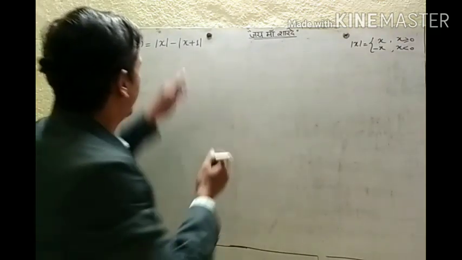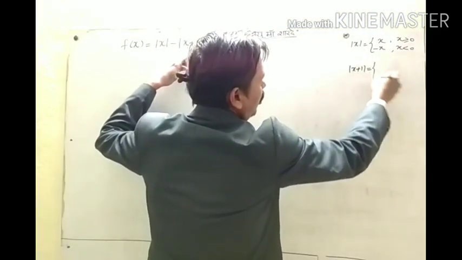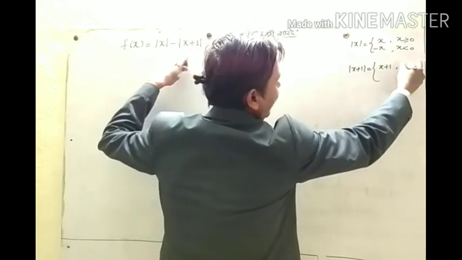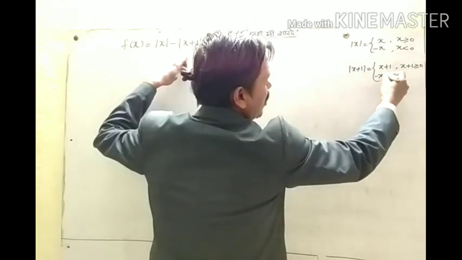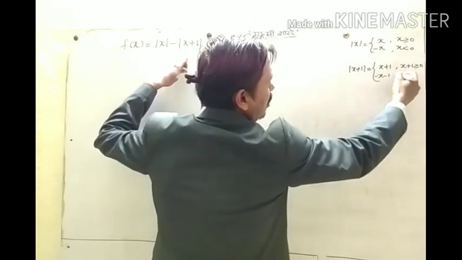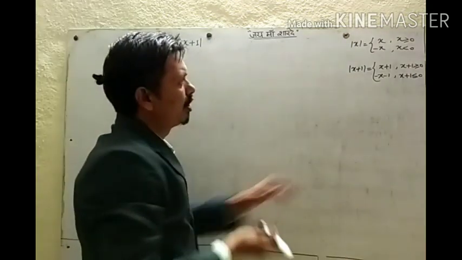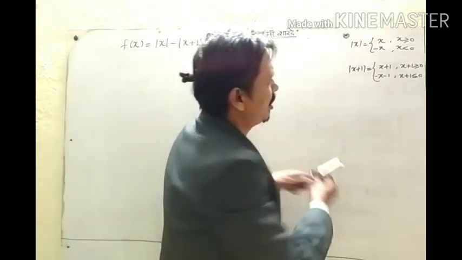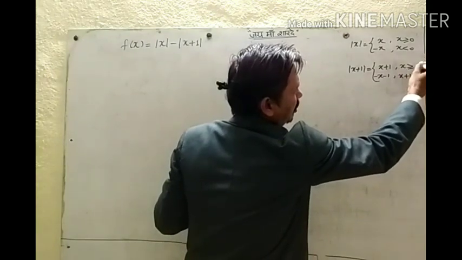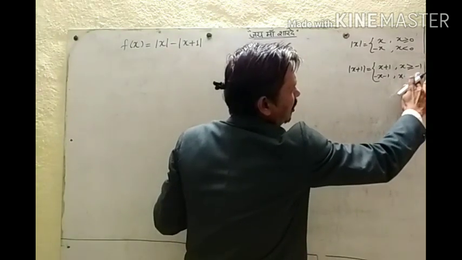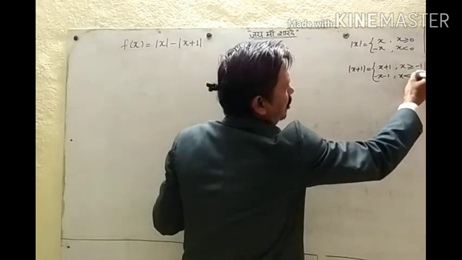In the same way, mod of x plus 1 will be x plus 1 when x plus 1 is more than or equal to 0, and it is minus of x plus 1, that is minus x minus 1, when x plus 1 is less than 0. Or when x is more than minus 1 and less than minus 1.